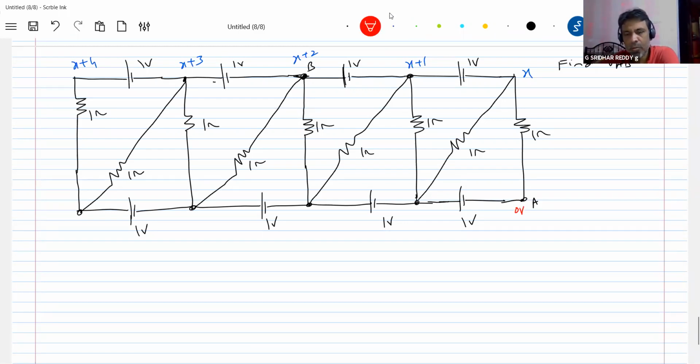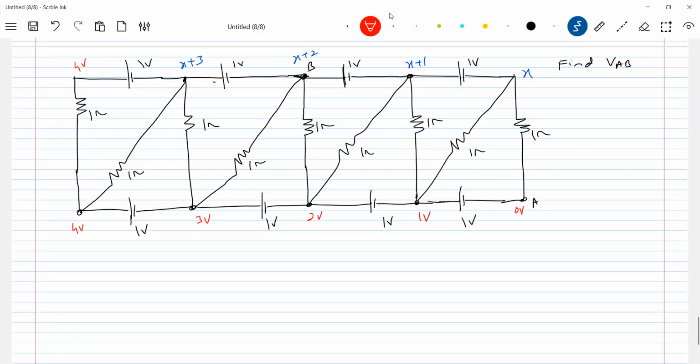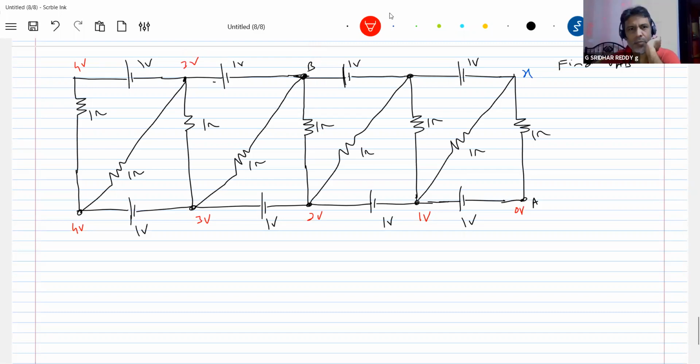Then the EMF of this should be 1, so therefore this should be 1 volt, 2 volt, 3 volt, 4 volt. Now you can ask, why don't you put 4 volt here? If I do put 4 volt here, what is the problem? Nothing wrong, you want to think. Like what you did on top, you do on bottom.